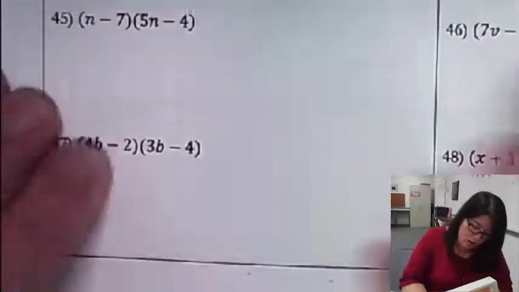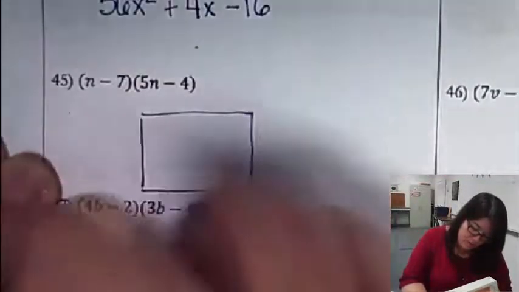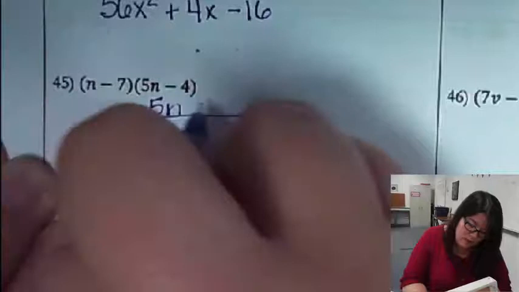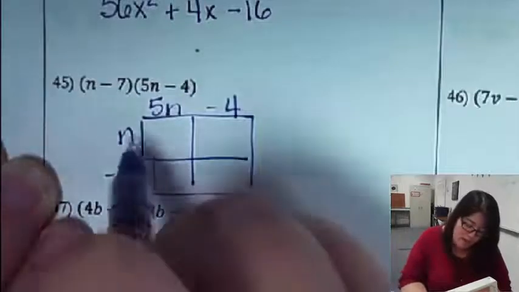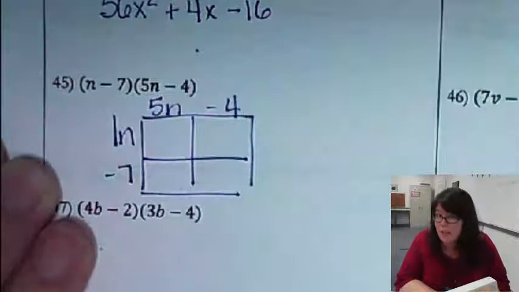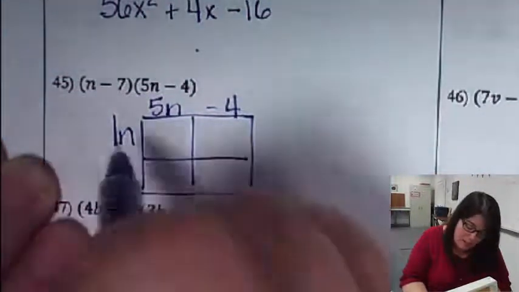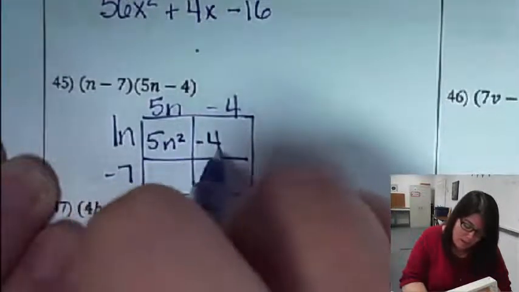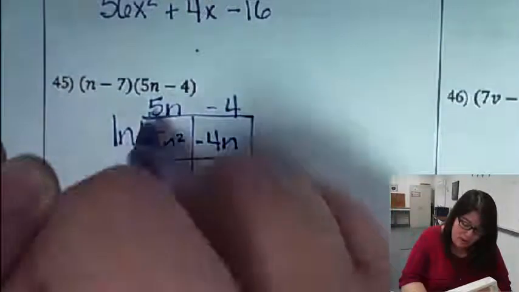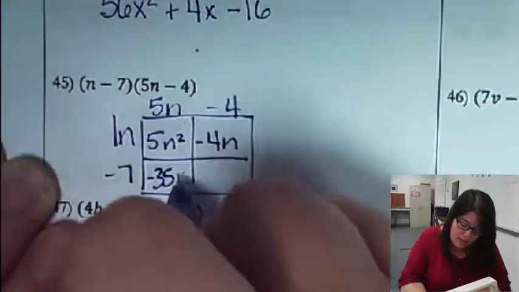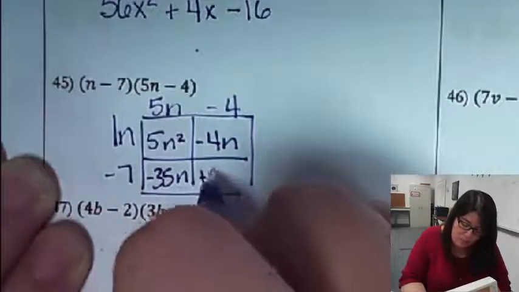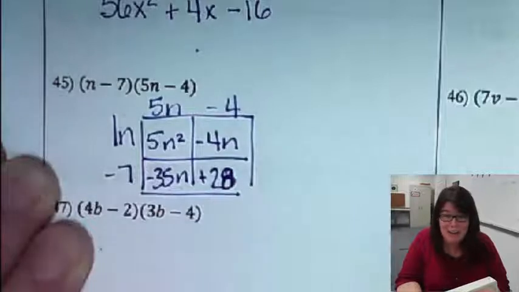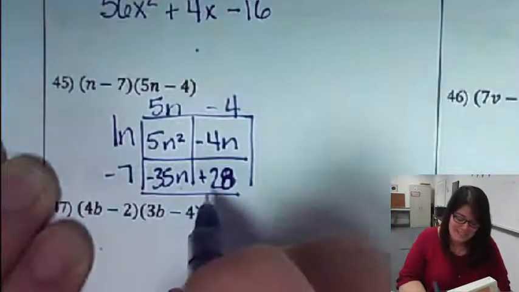So here we go. I'm going to make my box. N minus 7 goes down one side, and 5n minus 4 goes across the other. Now, there's a 1 here. Even though it's not written, I know that can be a coefficient of 1. So 1 times 5 is 5, n times n is n squared. 1 times negative 4 is negative 4, n times nothing is n. Negative 7 times 5 is negative 35, n times nothing is n. And negative 7 times negative 4 is positive, what is that, 28. My brain is trying to check out before I let it. So positive 28 is that last term.